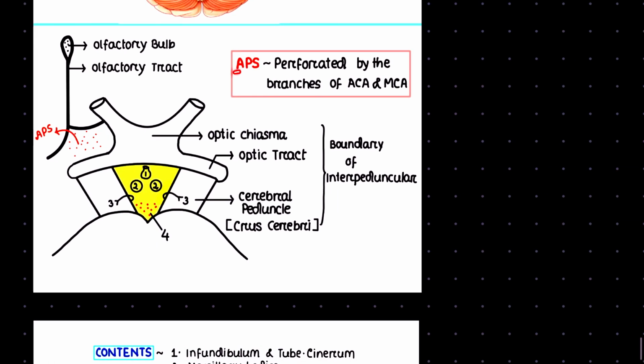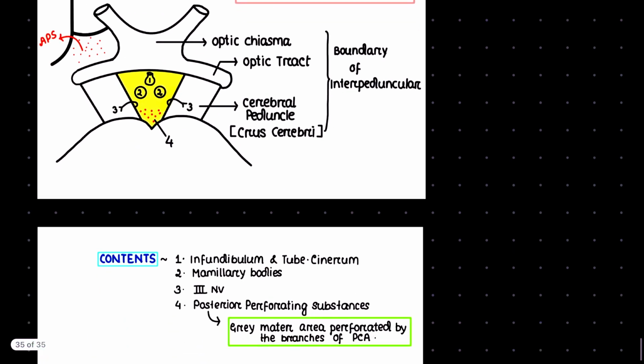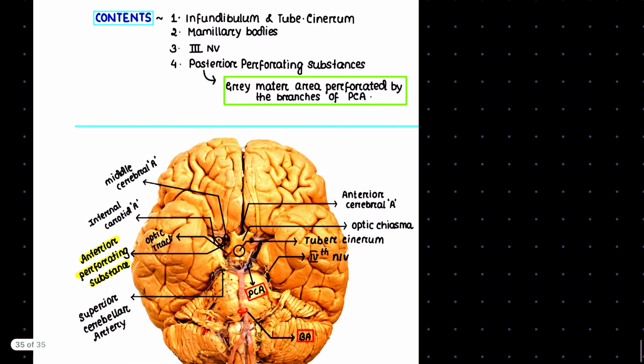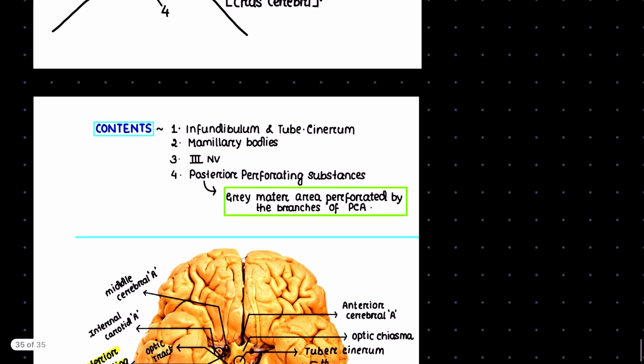Now as you can see, the anterior perforating substance is perforated by branches of the anterior cerebral artery and middle cerebral artery. These things will come slowly after this image. Now, what are the contents of the interpeduncular fossa? Infundibulum and tuber cinereum. Tuber cinereum is also a content of our interpeduncular fossa.